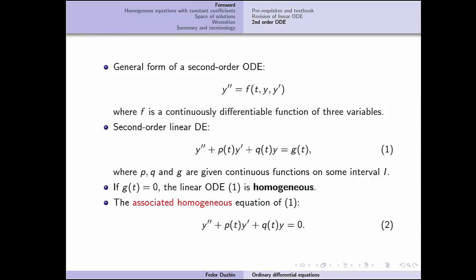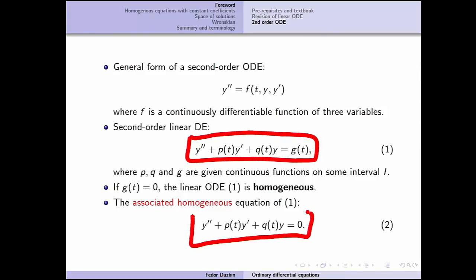So if you compare this equation and this equation, then the only difference is that you replace the right-hand side with 0, right? If you replace the right-hand side with 0, then what you get is the so-called associated homogeneous equation of the original second-order linear differential equation.